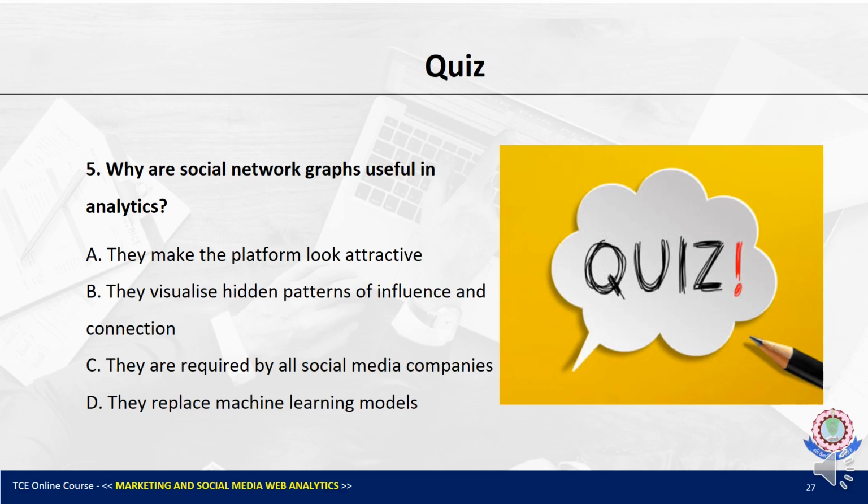Why are social network graphs useful in analytics? Is it that they make the platform look attractive, that they visualize hidden patterns of influence and connection, that they are required by all social media companies, or that they replace machine learning models? The answer is they visualize hidden patterns of influence and connections.